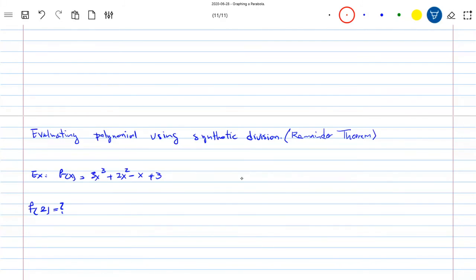So here's an example. F of x is given as 3x cubed plus 2x squared minus x plus 3, and they ask you to figure out what is f of 2. One way is to replace 2 into the function, which is quite an easy way to do it. F of 2 would be 3 times 2 cubed plus 2 times 2 squared minus 2 plus 3. If you do this, nothing wrong with it. You can calculate: 2 cubed is 8, 3 times 8 is 24. Here you have another 8, 4 times 8 is 32, minus 2 is 30, plus 3 is 33. So f of 2 is 33. This is one way to do it, and there's nothing wrong with it.